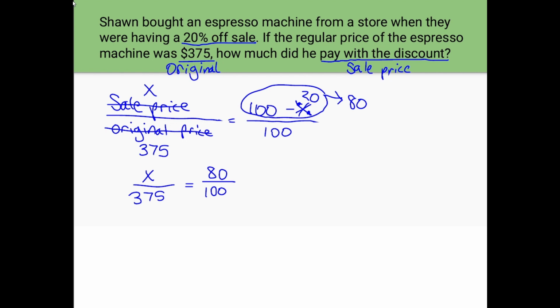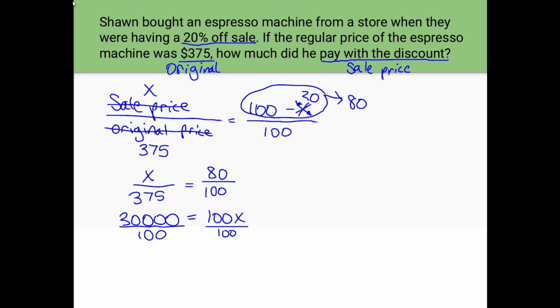And now I need to solve. So I'm going to do my little crisscross method here to get my one-step equation. So I'm going to multiply my diagonals and set them equal to each other. So I have 375 times 80, and I'm going to get 30,000. I'm going to put my equal sign. Now I'm multiplying my other diagonal, so I have 100 times x. I have 100x. And I have to get x by itself, so I'm going to undo that times 100. I'm going to divide by 100 on both sides here.